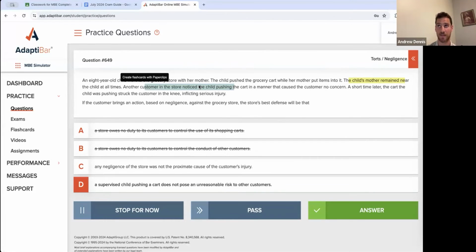That's accepting that they were negligent. D is just saying we weren't negligent. There's a mom, an 8-year-old kid was supervised. What did we do wrong? So D is pretty much a stronger answer.